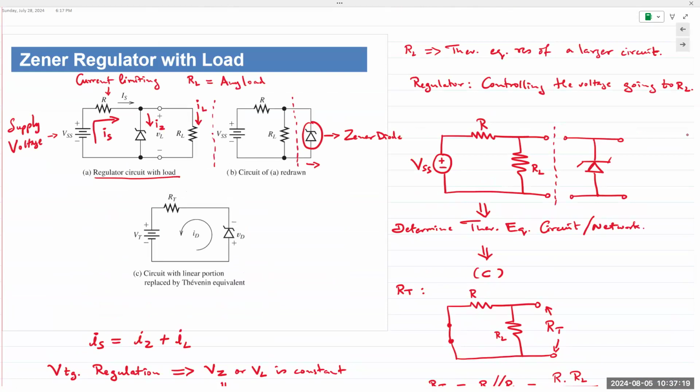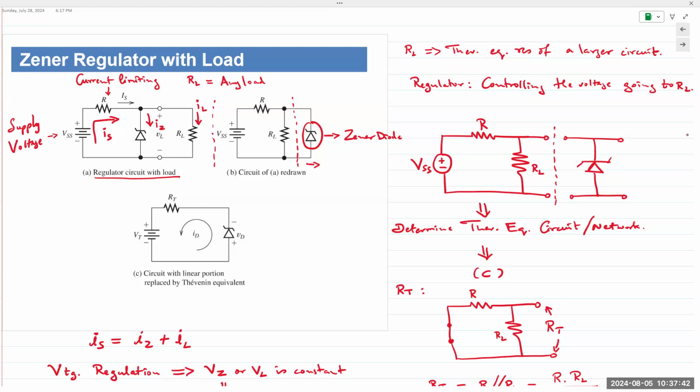So if VSS goes above a certain limit, meaning let's say the system VL required is 5 volts, you would connect a 5 volt Zener diode in parallel to that load. If you connect a 5 volt Zener, no matter what your supply voltage is, the Zener diode would hold 5 volts across it. So only 5 volts goes to the load.